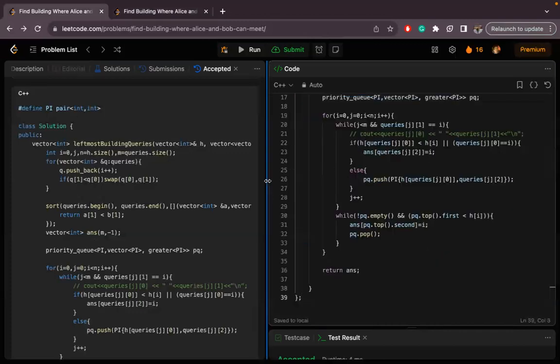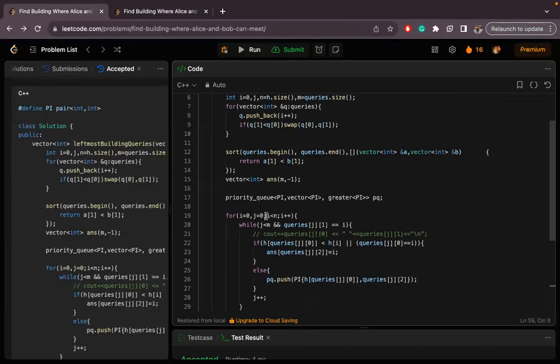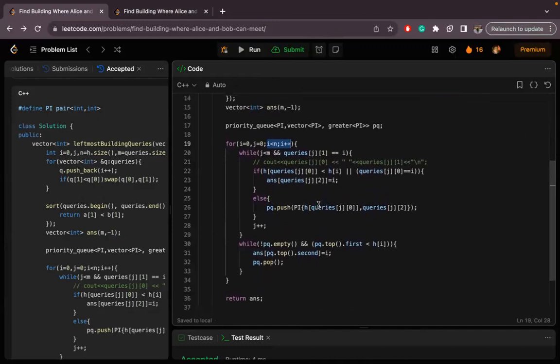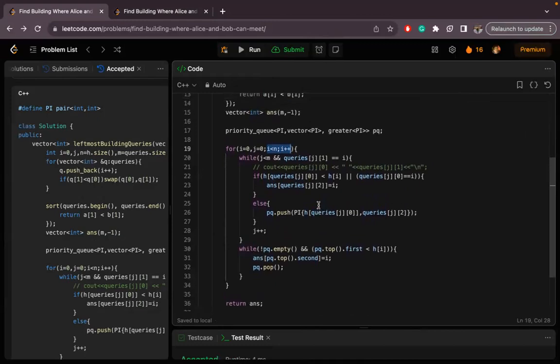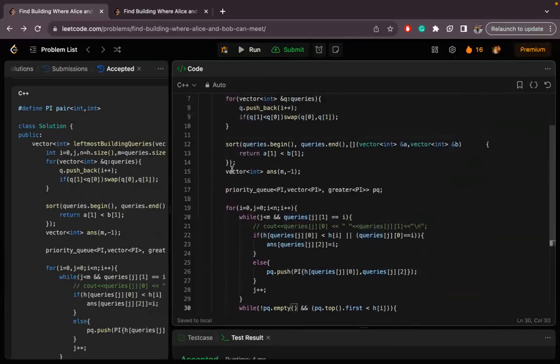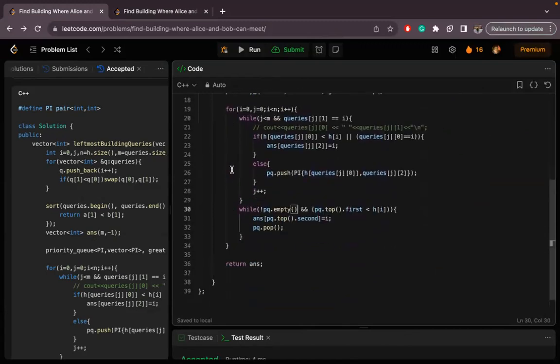What I'm doing here is traversing over all the buildings. Then I'm looking at the queries, and I'm looking at all those queries which can be served through this current building. And then we are looking at all the queries which can be added into the queue, and then we are serving many of them. So yeah, these two possible answers are there.